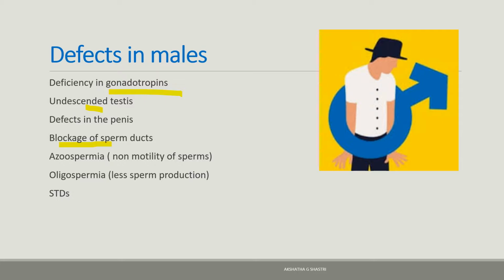Next is another condition called azoospermia, that means non-motility of the sperms. Sperms will be produced, but the major character of the sperm is motility, right? So if the sperms are non-movable, they cannot reach the ovum. Next is oligospermia, that means less sperm production. Next are sexually transmitted diseases.